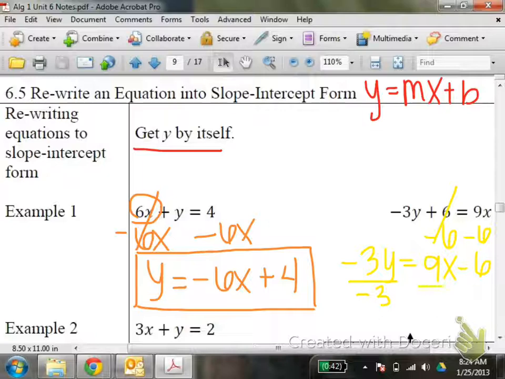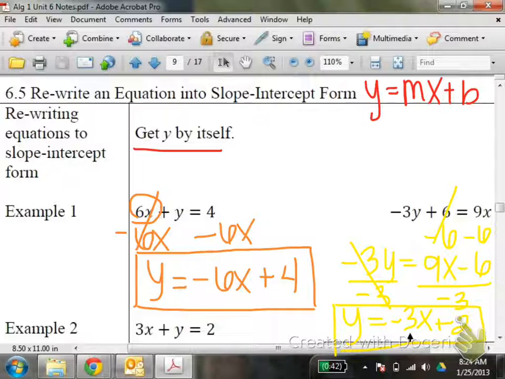Not just 9x, by the whole thing. So you have to divide negative 3 by the entire thing, meaning that I divide 9x by negative 3 and negative 6 by negative 3. Okay? So that's going to give me y equals what? What's 9x divided by negative 3? Negative 3x. What's negative 6 divided by negative 3? Positive 2. So my y equals mx plus b is negative 3x plus 2.